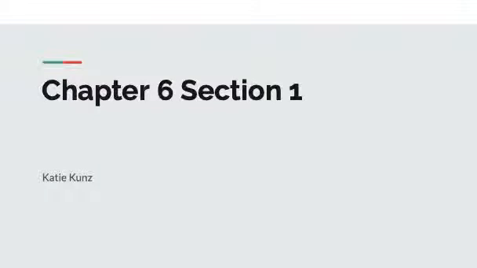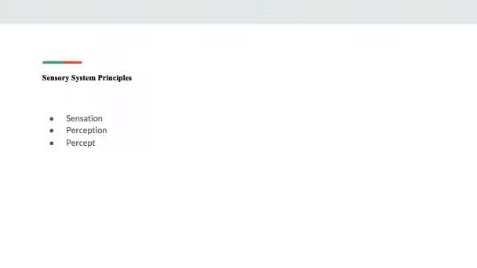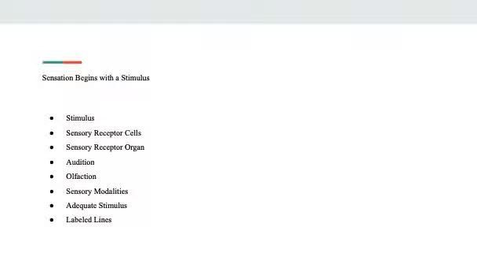Section 1. Sensory system principles. Sensation, the process by which the nervous system detects the physical events around or inside of us. Sensory cells are specialized to detect physical events going on in and around us. Perception, the experience we have as we process and interpret information from sensory cells. Percept, the final interpretation of a stimulus.